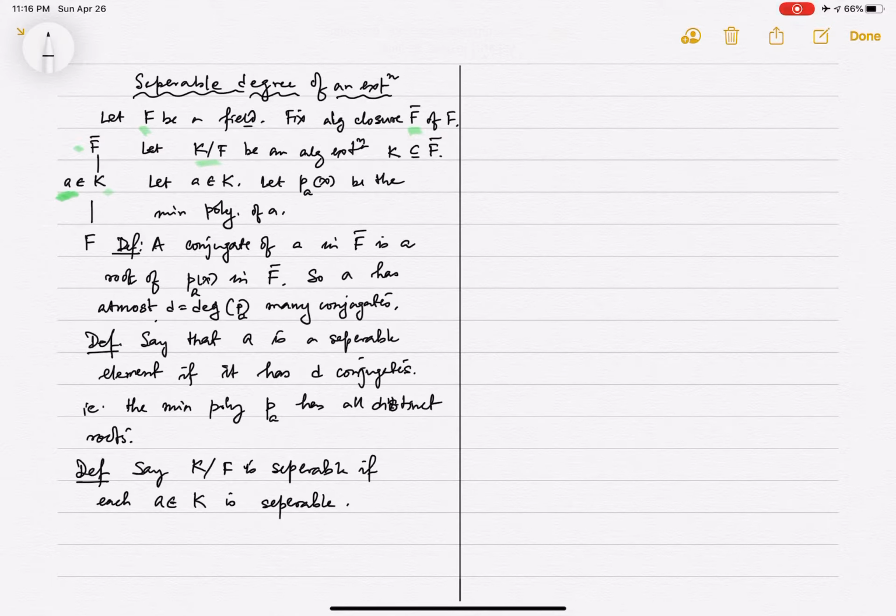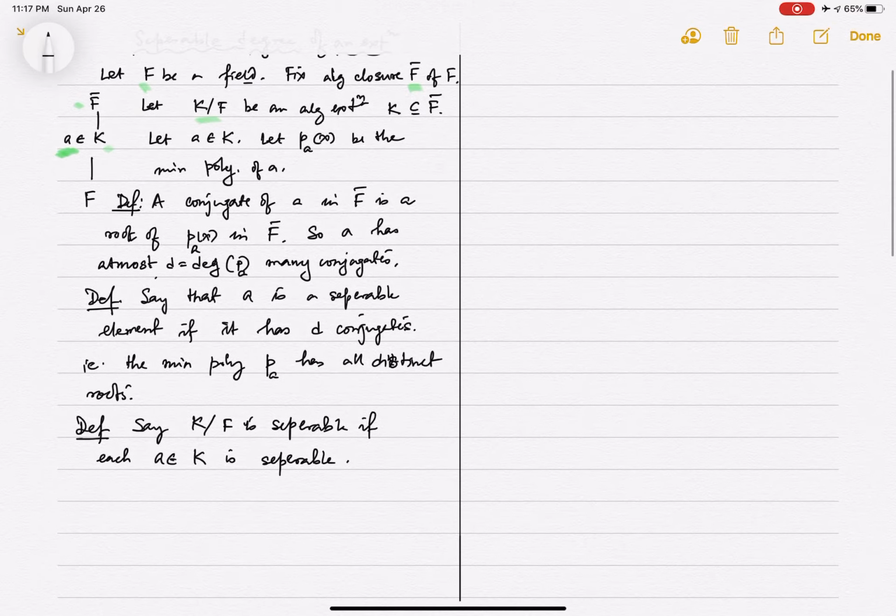So if A has a minimal polynomial of degree D, then A has at most D brothers, D conjugates. You say that A is a separable element if it has actually D conjugates, meaning it has the most number of conjugates as possible. In other words, if the minimal polynomial has all distinct roots. We say that our extension is separable if every element of K is separable over F. And we have seen that in characteristic 0, all algebraic extensions are separable. But there are, in characteristic p, situations where this might not hold.